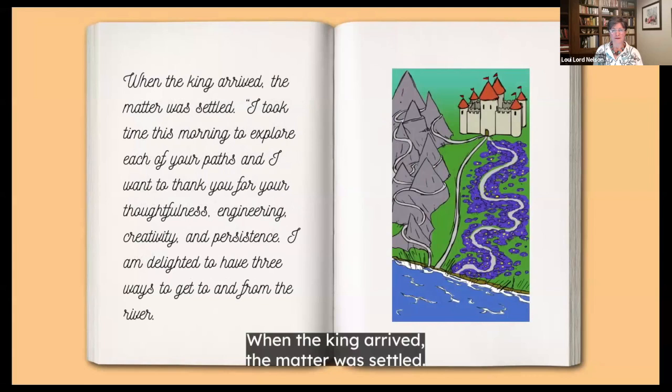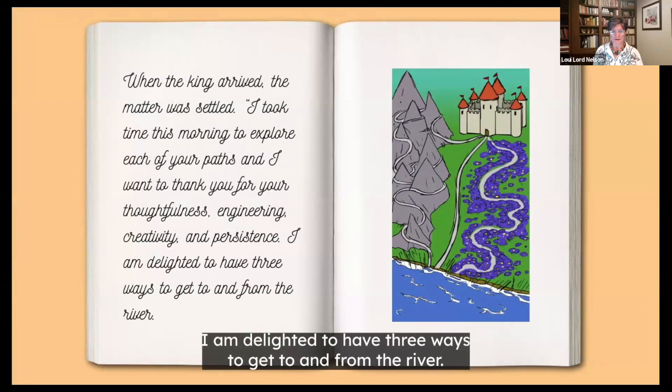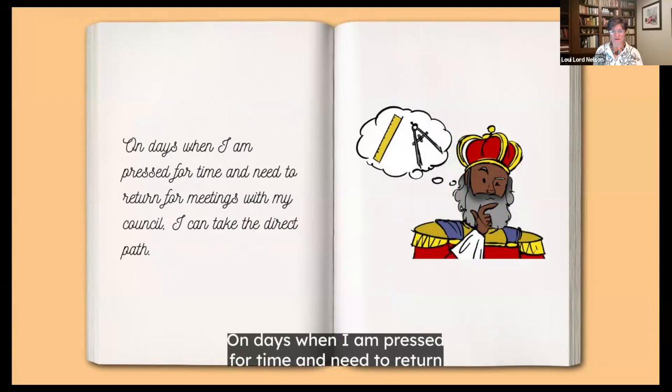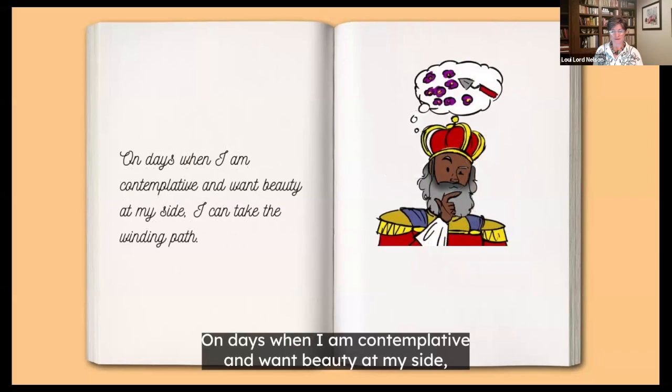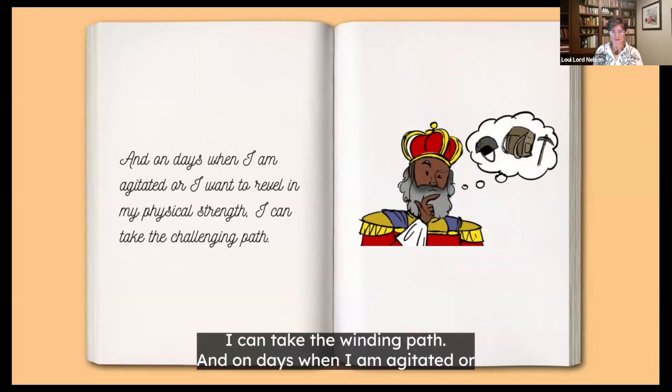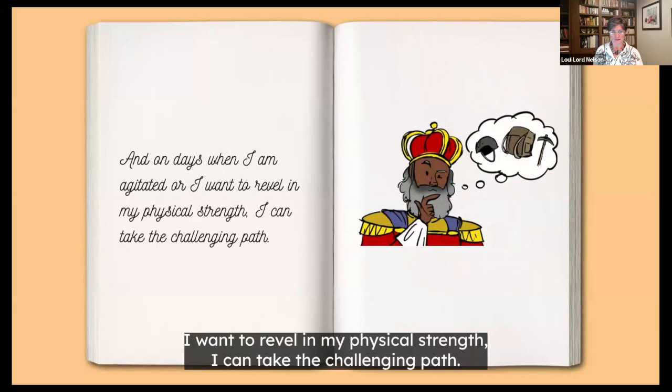When the king arrived, the matter was settled. "I took time this morning to explore each of your paths, and I want to thank you for your thoughtfulness, engineering, creativity, and persistence. I am delighted to have 3 ways to get to and from the river. On days when I am pressed for time and need to return for meetings with my council, I can take the direct path. On days when I am contemplative and want beauty at my side, I can take the winding path.